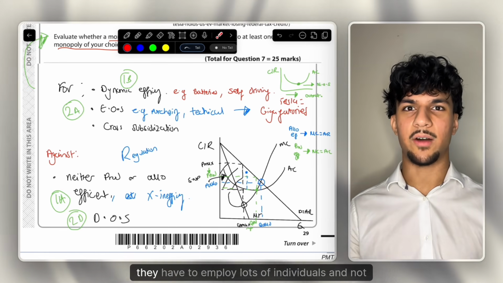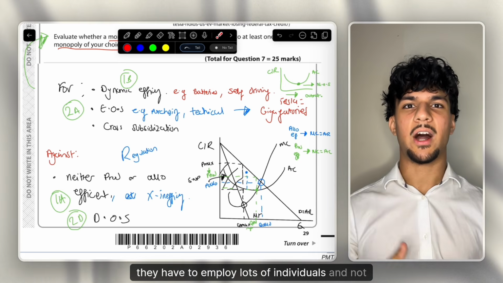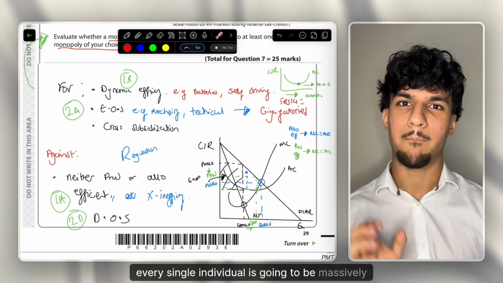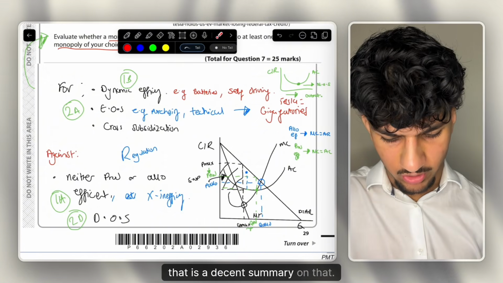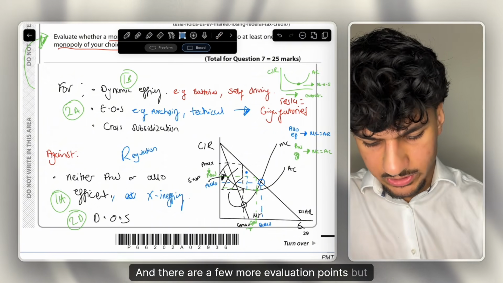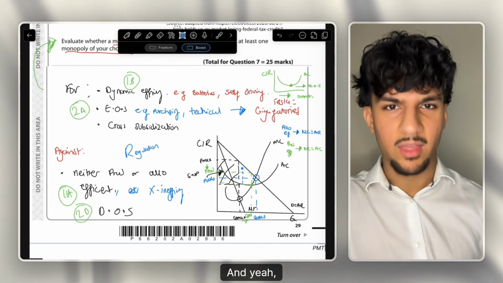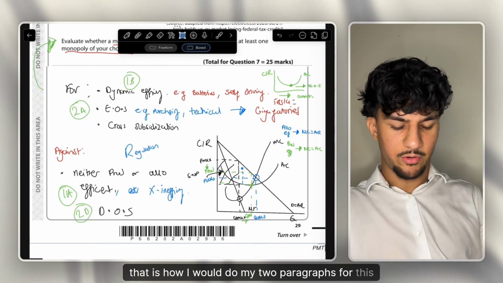As when a firm gets big, they have to employ lots of individuals, and not every single individual is going to be massively motivated and aligned to your goals. And yeah, that is a decent summary on that. There are a few more evaluation points, but I can't go through every single thing. And that is how I would do my 2 paragraphs for this question.